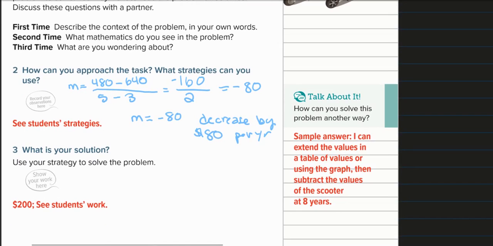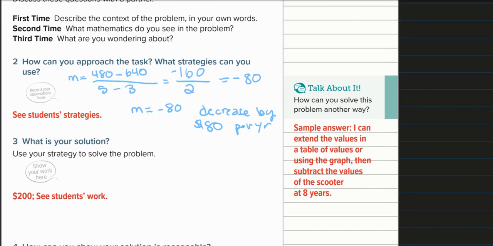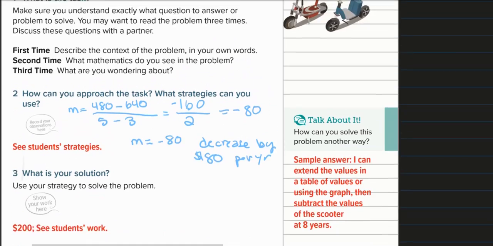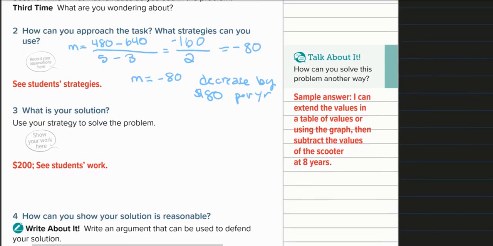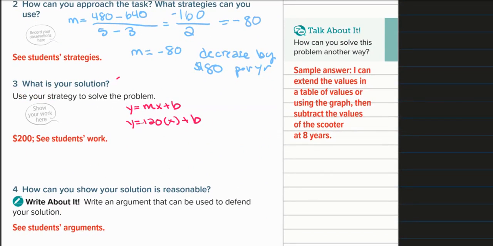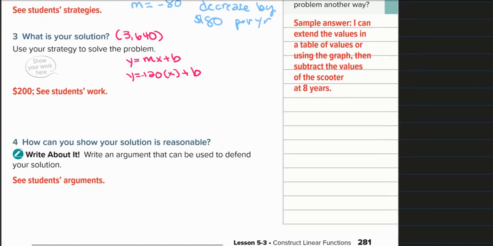So let's see. We're already given the answer. It's 200. Let's figure out how they got 200. So first off, we're going to start out with red. Our first bike, the jet, we're going to start out with y equals mx plus b. We're going to plug in our m value, which was negative 120. And we're going to plug in our x and our y value. So let's just pick our 640. We're going to use that point for both of them. Okay. And we're going to figure out our y-intercept.